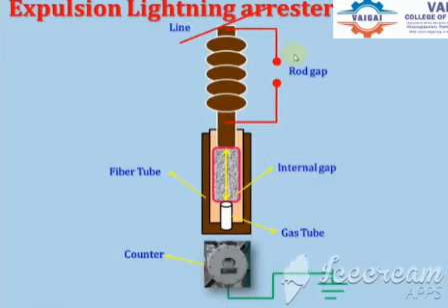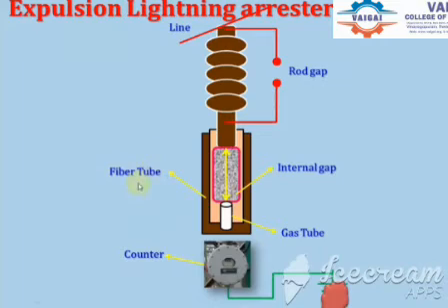Next one is the expulsion lightning arrestor. It is used in transmission lines from 33 kilovolt to 230 kilovolt. From the line, whenever high voltage occurs, it goes via the rod gap through the fiber tube. The fiber tube contains a gas.